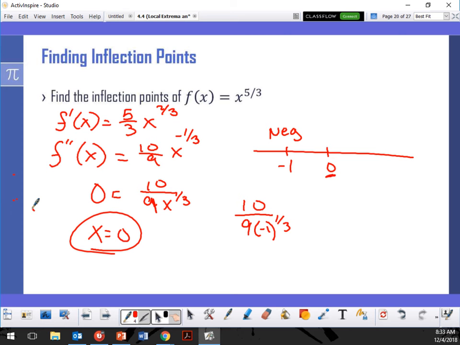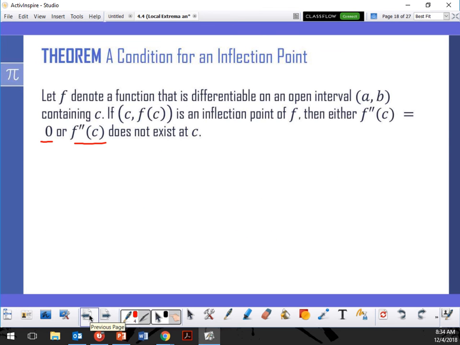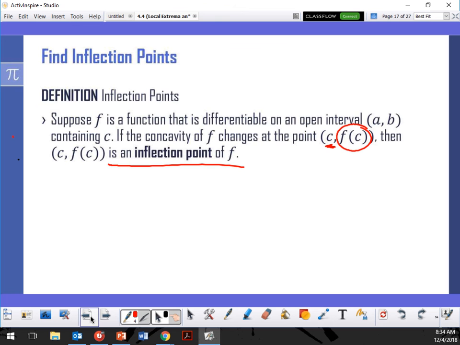Now let's check the other side of it. Let's check positive 1. So the whole thing would be 10 over 9. This is positive. So let's go back. Going from negative to positive, if the concavity of f changes at the point, then this point is an inflection point.